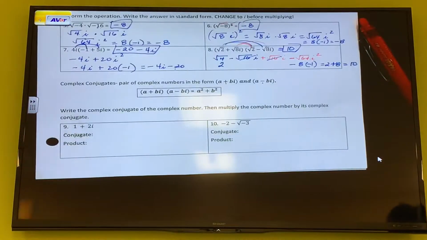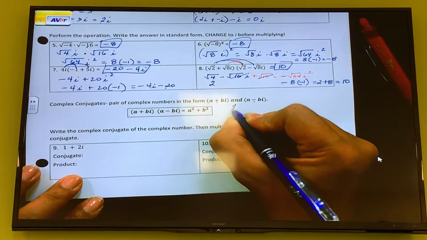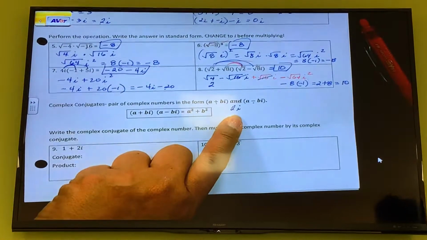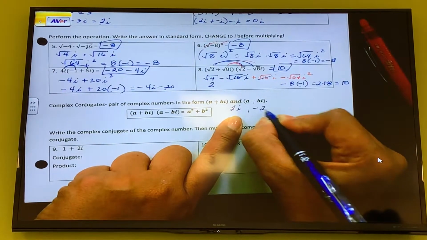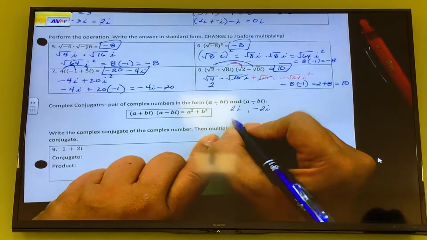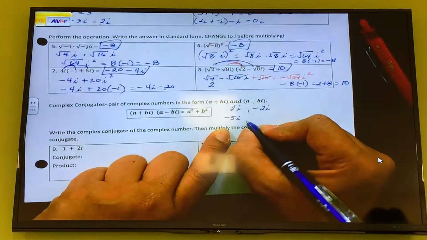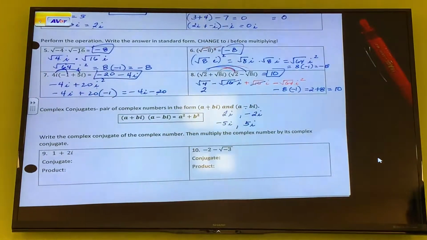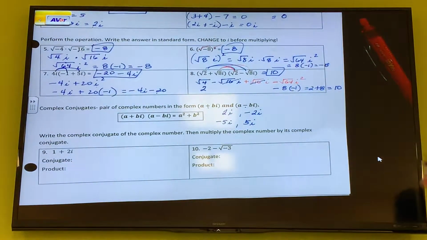So, for example, if you have 2i, what's the complex conjugate of 2i? Negative 2i. If you're given negative 5i, what's the complex conjugate? 5i only. Okay, in other words, a complex conjugate is just the same number except with opposite signs. That's what you call a complex conjugate.